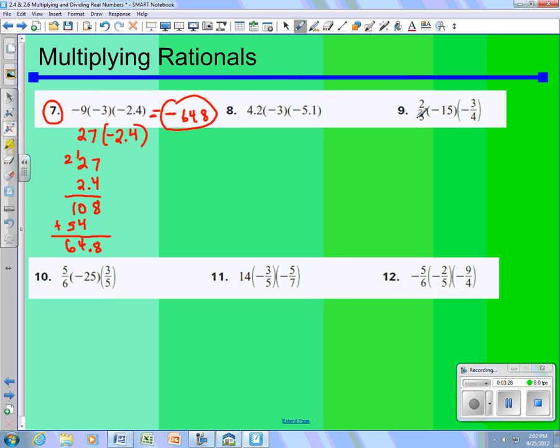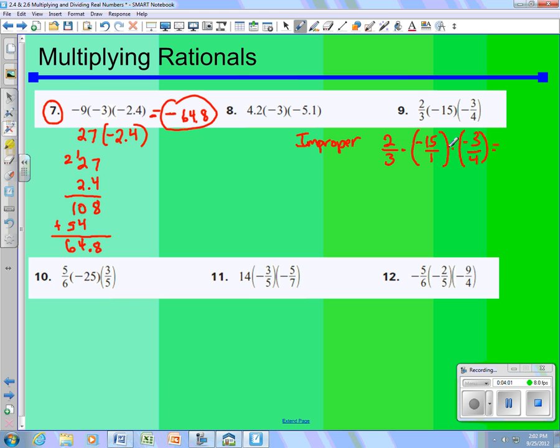Okay? Let's look at a problem with some fractions in it. Anytime we deal with fractions, whether we're adding, subtracting, multiplying, or dividing, we always want to work with the improper form. All right? In this problem, 2/3 is just fine. Don't have to do anything with that. I'm going to make my negative 15 into a fraction, negative 15 over 1. And then I'm going to multiply that by negative 3/4. Negative 3/4 is already a proper fraction. We don't have to do anything with that.